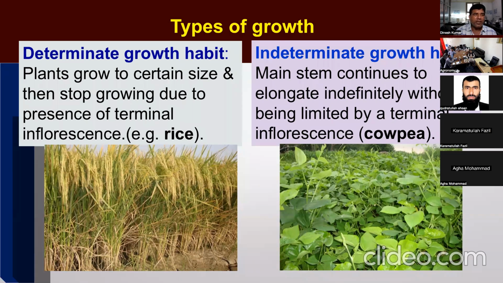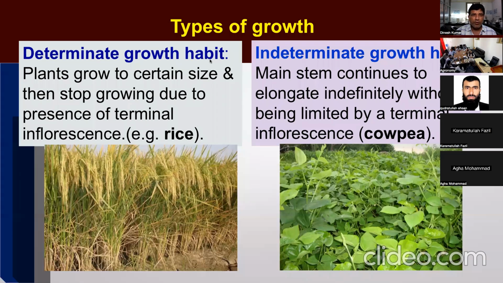On the right side, you are seeing its pods are used, its seeds are used as pulses. So you see in case of rice and wheat, first the vegetative stage will be there. After completion of the vegetative stage, the reproductive stage will start, and then the harvesting will be done. So this is determinate growth habit.